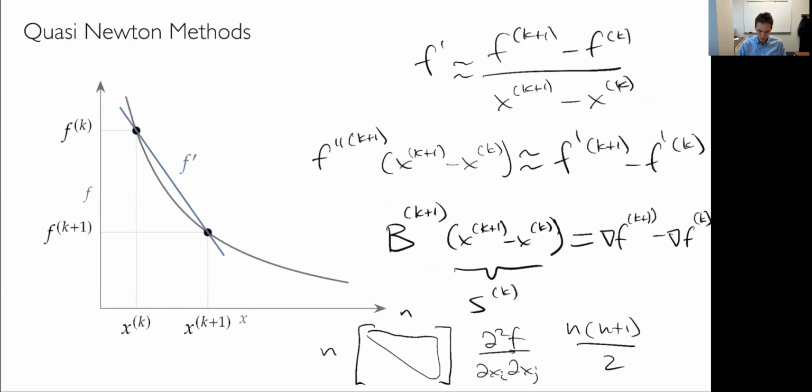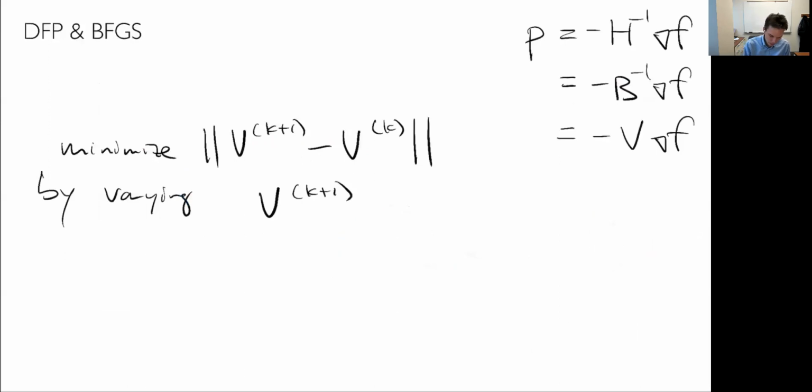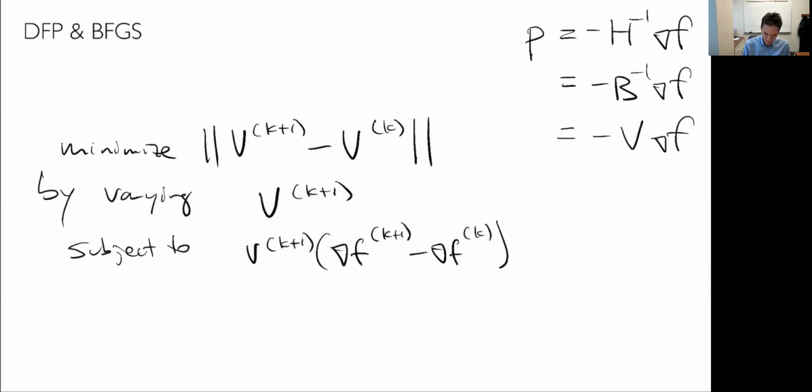So the way I'm going to do that, we're doing the inverse Hessian, right? So if I multiplied this by B inverse on both sides, this would become a V on this side. So I'm going to have V times this thing equals this. So I've got subject to, these are my constraints. This is just that secant rule, V k plus 1 times the difference in these gradients is equal to my change in x. That's step size, okay? And then my other constraint is that I need V to be symmetric. Hessian symmetric, the inverse Hessian is also symmetric.